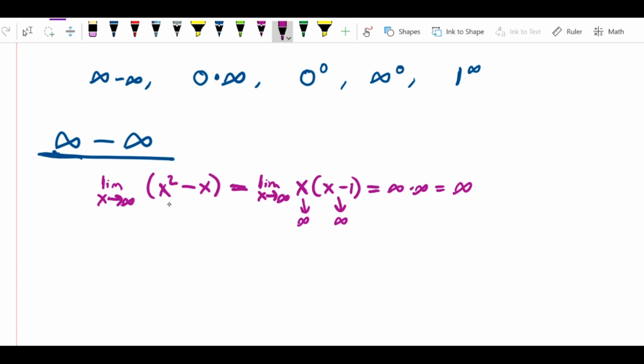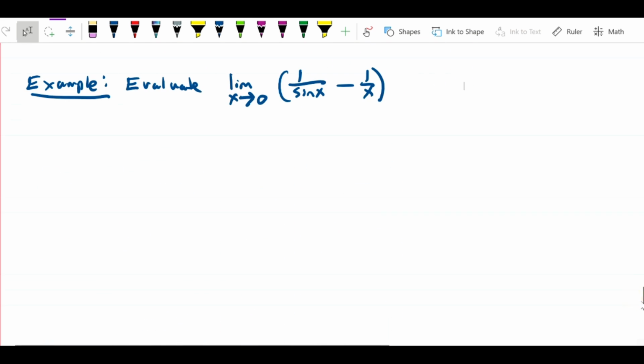So let's try one that works a little bit differently. We're going to evaluate this limit, which is the limit as x approaches 0 of 1 over sine x minus 1 over x. And what we can see is that substitution of 0 is going to give us 1 over 0, which is like infinity, minus 1 over 0, which is also like infinity. So this is in fact an infinity minus infinity type of limit. What we want to do is a little bit of algebraic simplification. We want to try to turn this into a 0 over 0 or infinity over infinity type of limit.